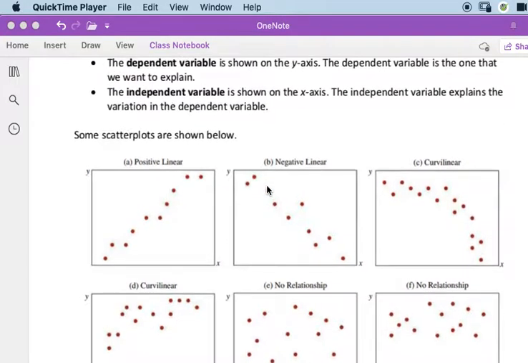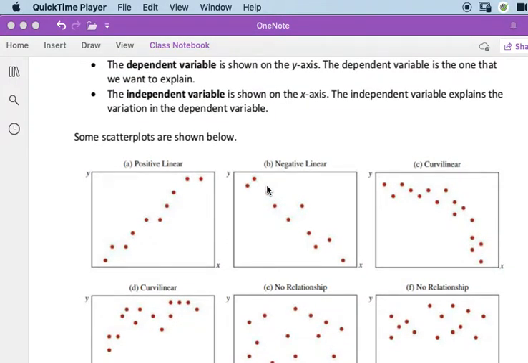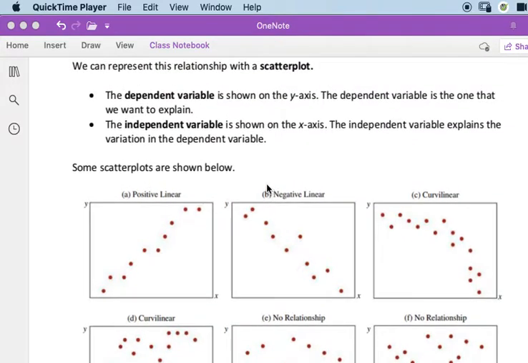When we make a scatter plot, we put the dependent variable on the y-axis. This is the one that we want to explain. We put the independent variable on the x-axis, which is the one that's doing the explaining, which explains the variation that we see in the dependent variable. You can kind of think of it as a possible cause and effect. So the independent variable would be the cause and the dependent variable would be the effect. Now, it doesn't necessarily mean that it's a cause and effect relationship, but it possibly could be.